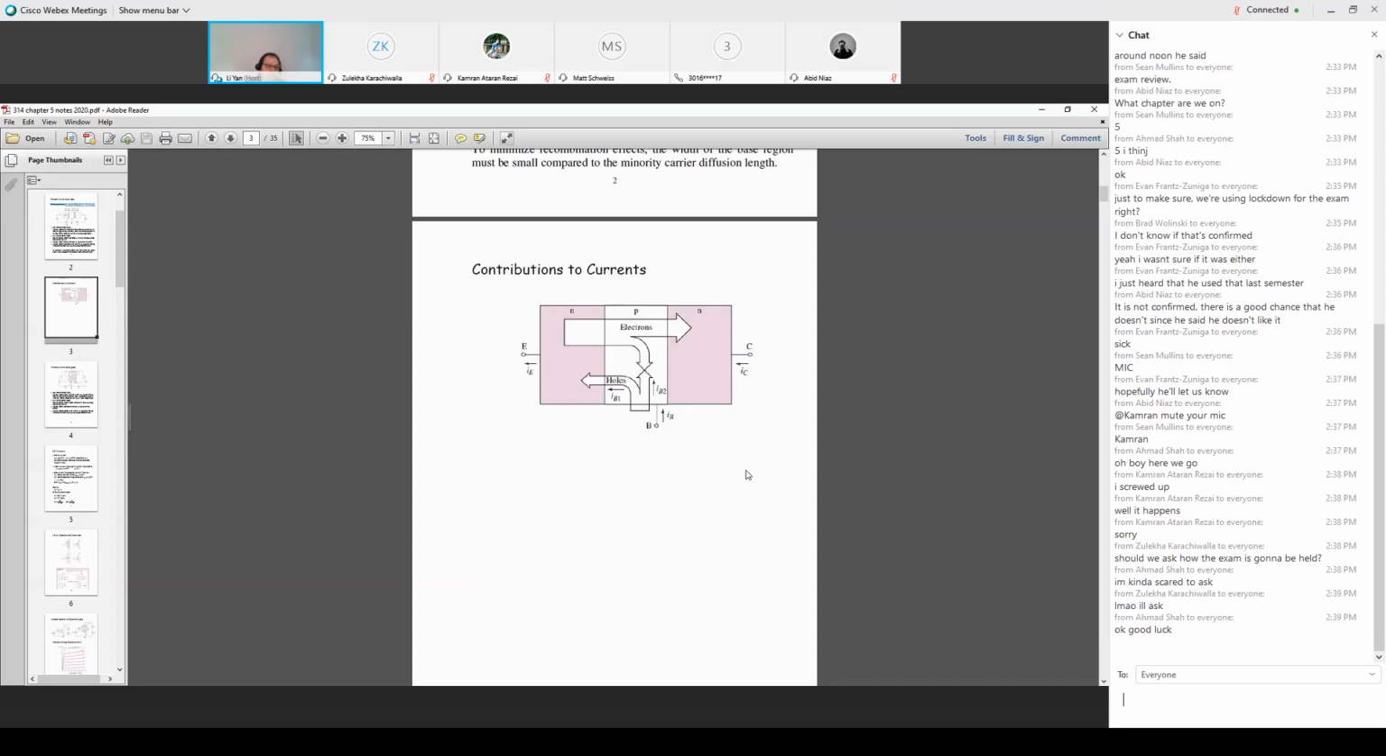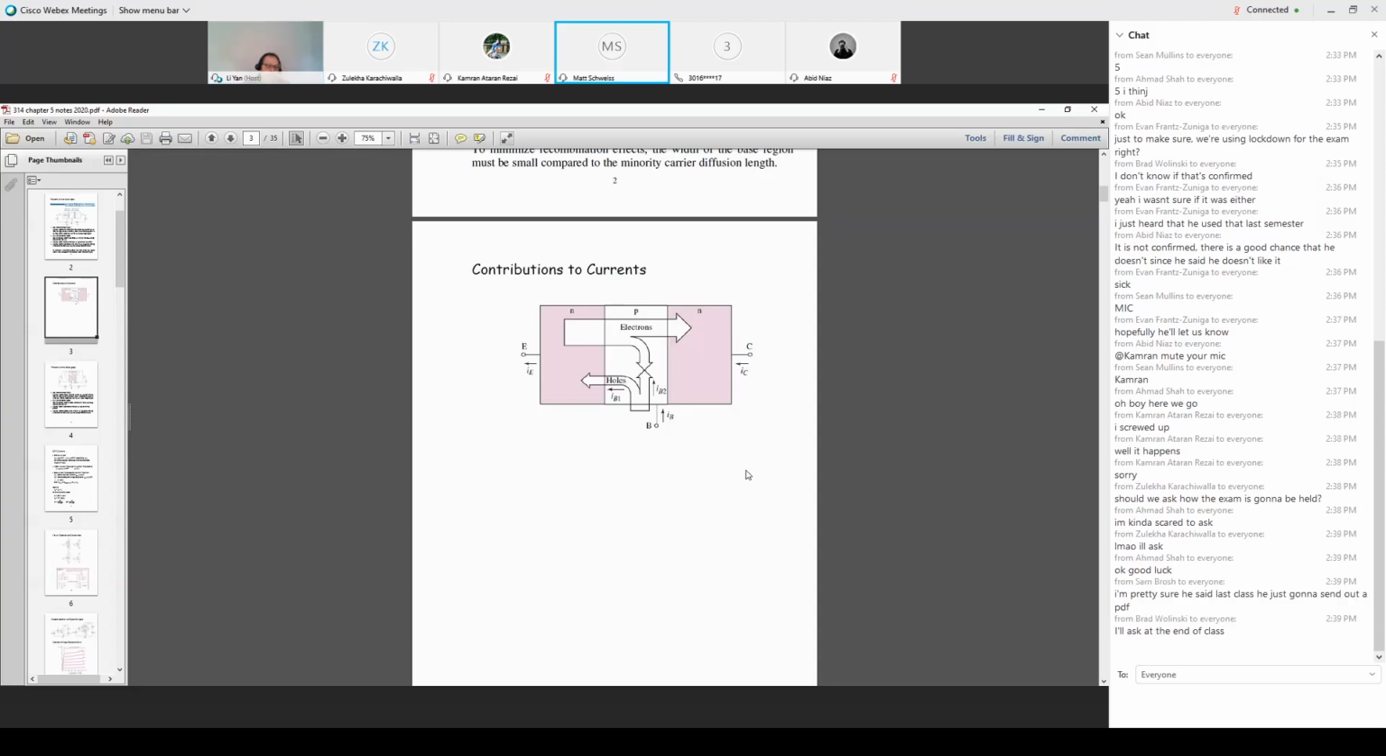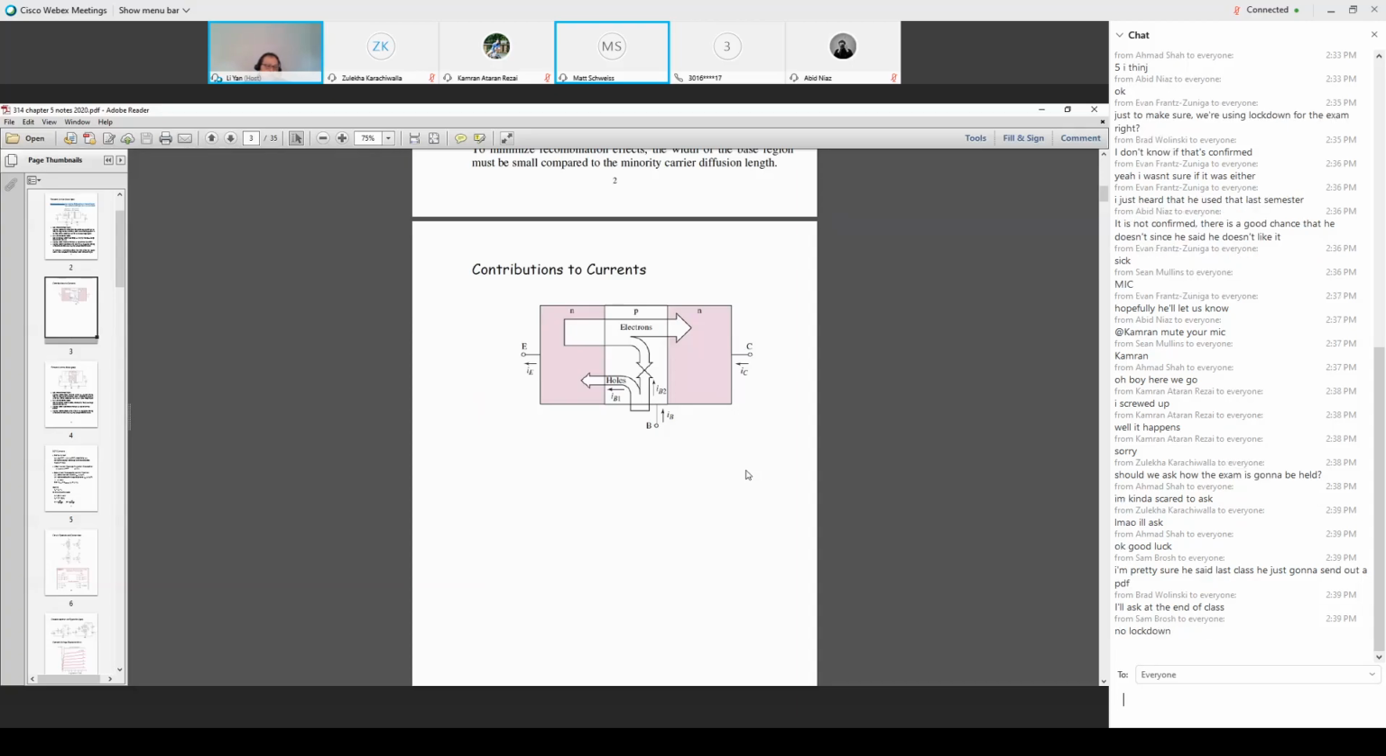So when we do have holes flowing there, will the transistor be open or closed? Open, under forward bias, forward active mode. Okay, thank you. Yes, that PN junction is open, to allow the majority carriers to move. That's the diode's property. Okay?